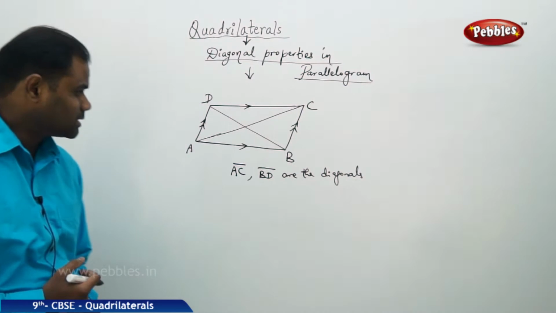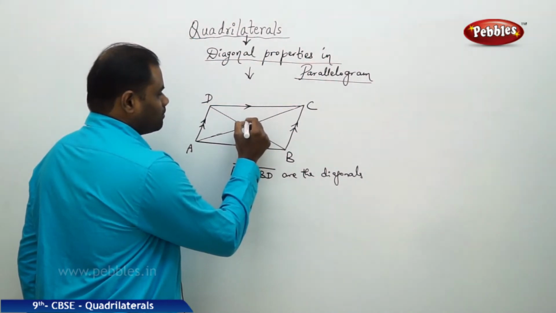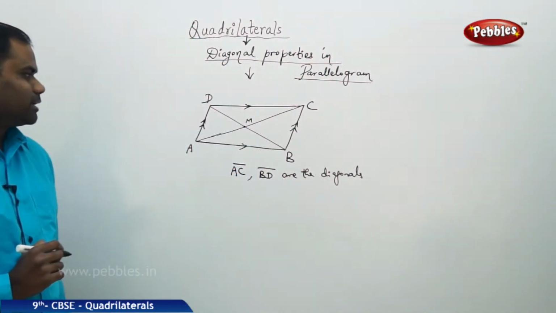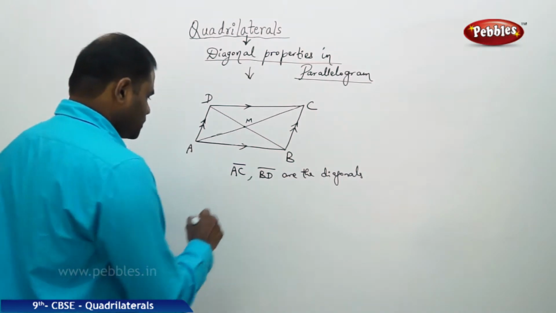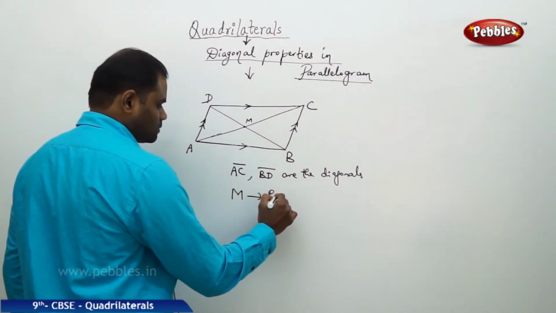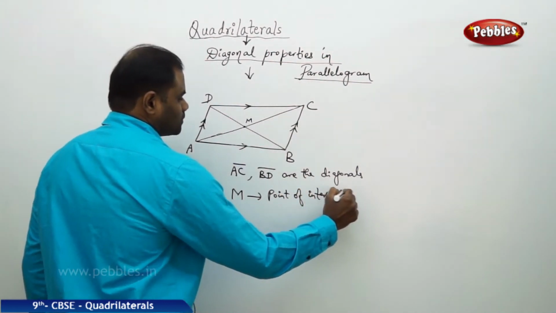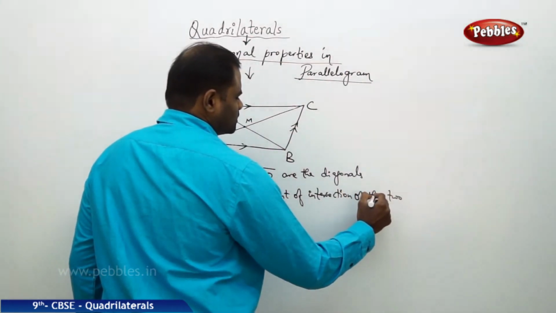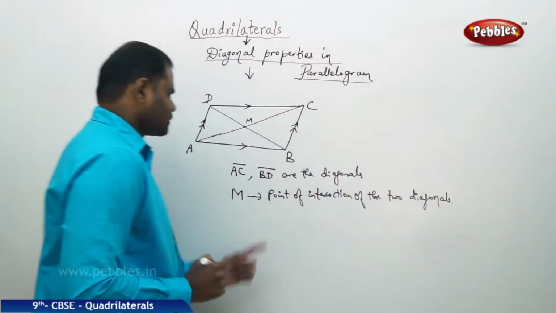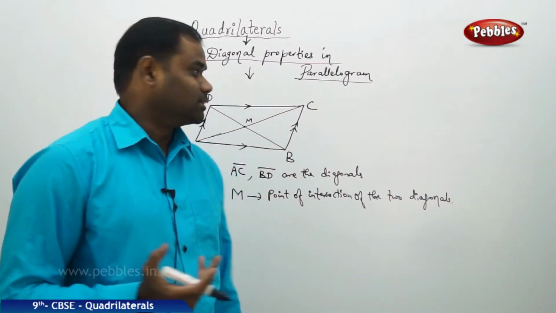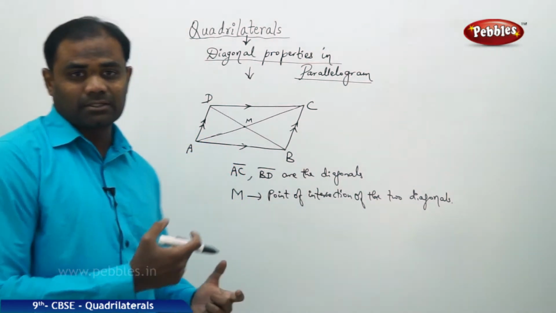Before this, I clearly understand that diagonal AC intersects diagonal BD at some point M. So I clearly have a point of intersection of the two diagonals, represented by M. So M is the point of intersection of the two diagonals, diagonal AC and diagonal BD. So let's see the property connecting the diagonals.